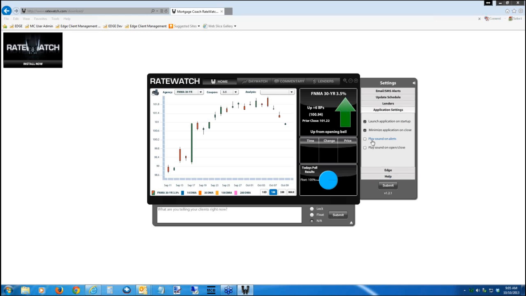I've got sounds disabled on this one because I don't want sounds coming up as I'm doing things like recording. So keep this in mind. You can turn off the sounds in RateWatch.